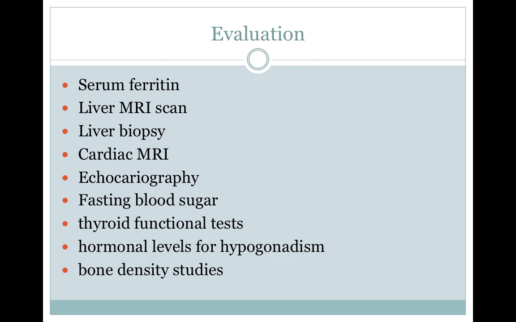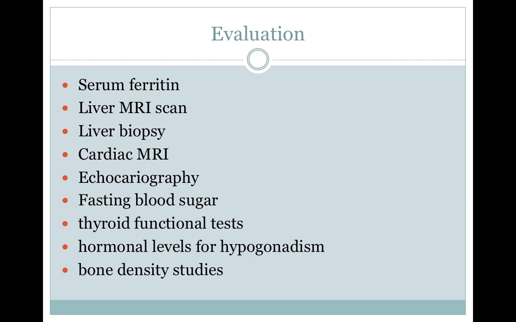Serum ferritin levels are estimated in the patients. If the serum ferritin level is more than 1000 micrograms per liter, it is of pathological significance. Then proceed with the liver MRI scan and liver biopsy in order to understand the iron overload, cardiac MRI, and echocardiography in order to assess the presence of injury to the myocardium or the conducting system.